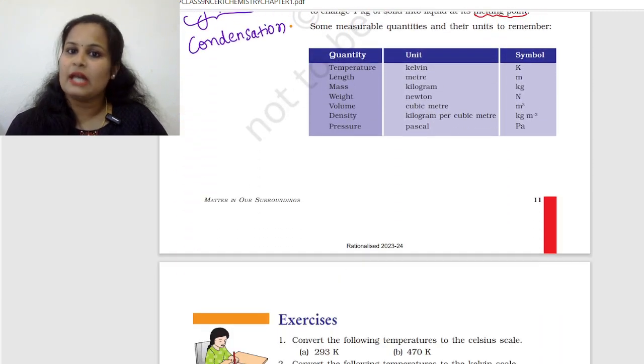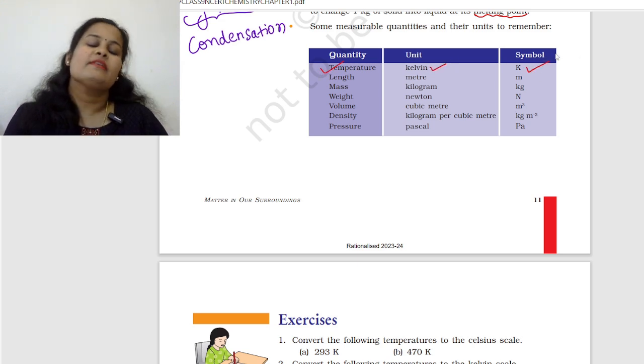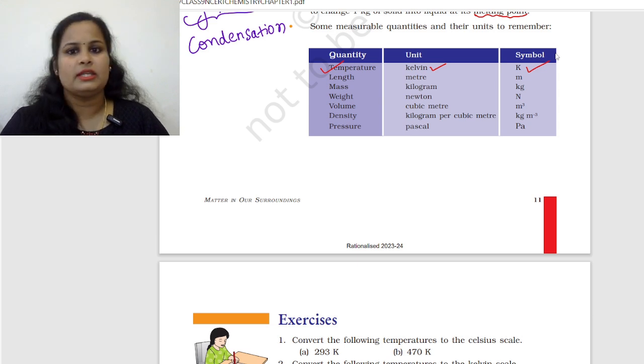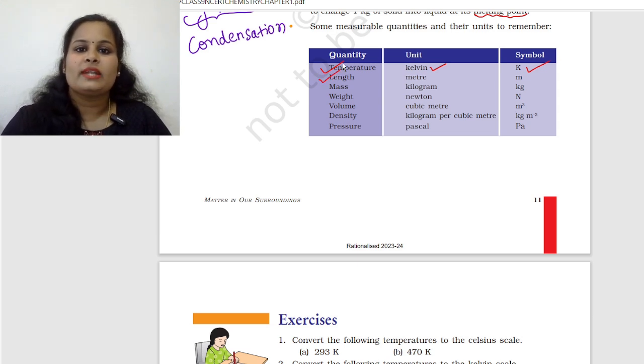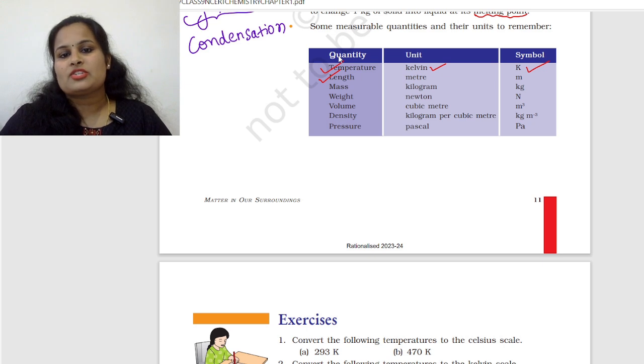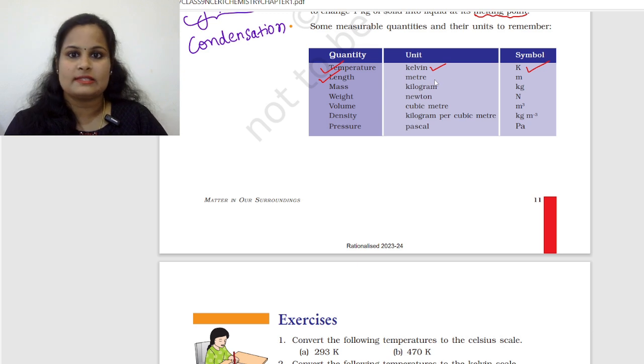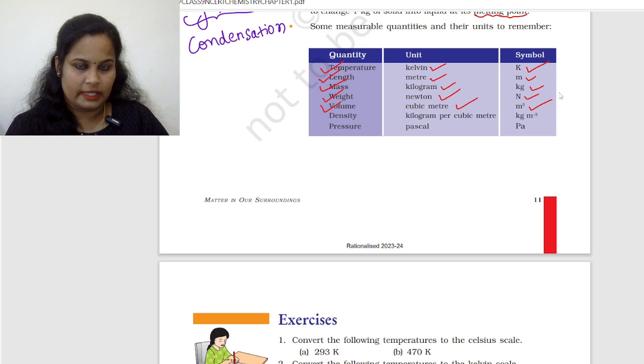Now we have a last table, the measurable quantities and their units to remember. So temperature, Kelvin, and the symbol is going to be K. We have other units as well, like Fahrenheit, degrees Celsius. So understand that each and every quantity has an SI unit, the Système International d'Unités, which is SI units. So please understand this. Length, meter, in small letter m; mass is in kilogram, which is kg; weight measured in Newton, which is capital N; volume in cubic meters, that is m cube.